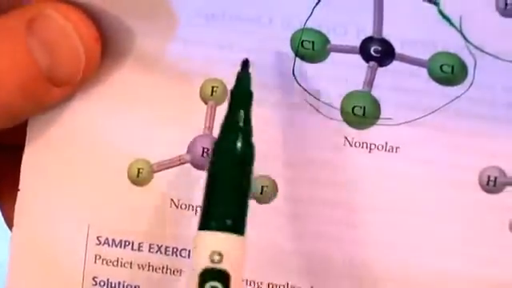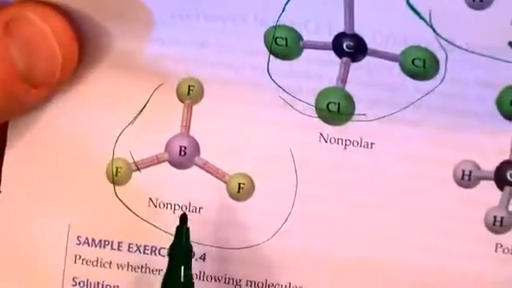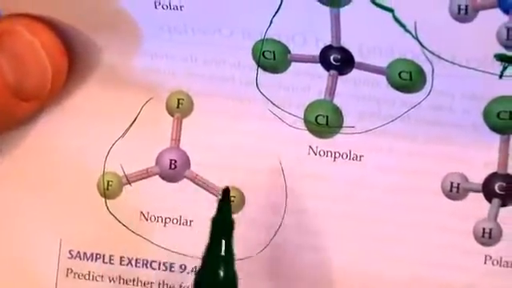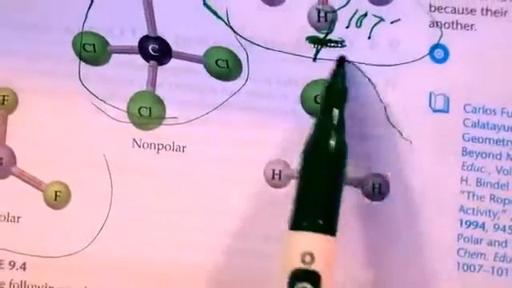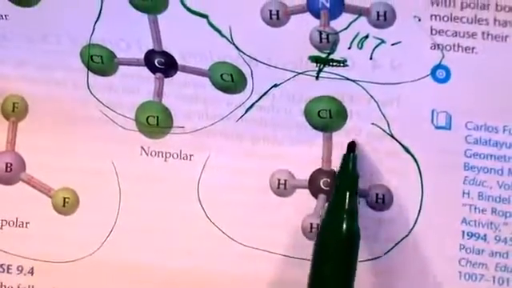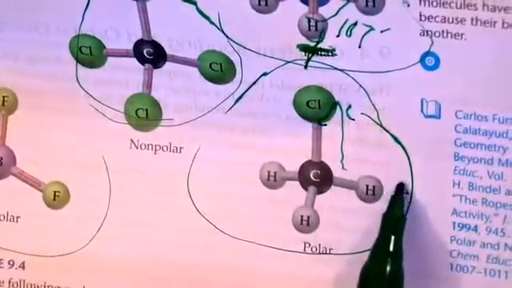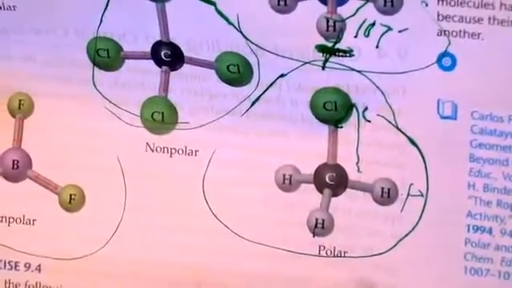This guy right here is nonpolar, because it has a trigonal planar shape. Even though it has polar bonds, it's a nonpolar molecule. And this guy right here would be polar, because there'd be an uneven pull for electrons right here towards the chlorine and more positively charged here around the hydrogens.